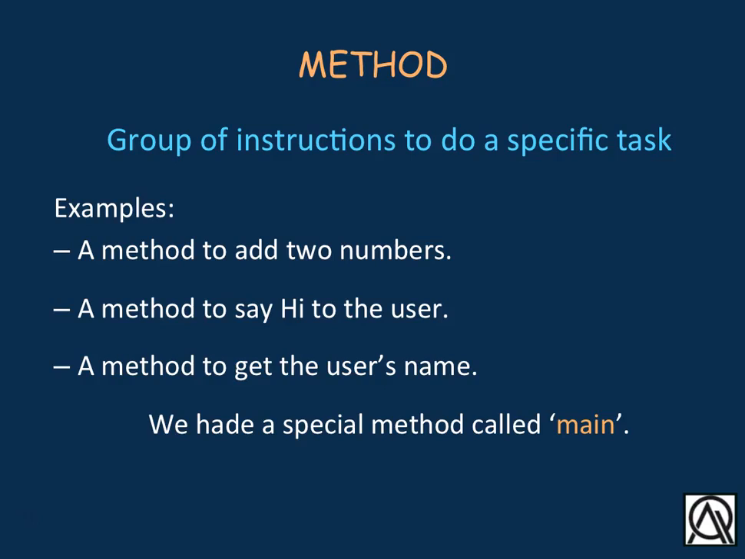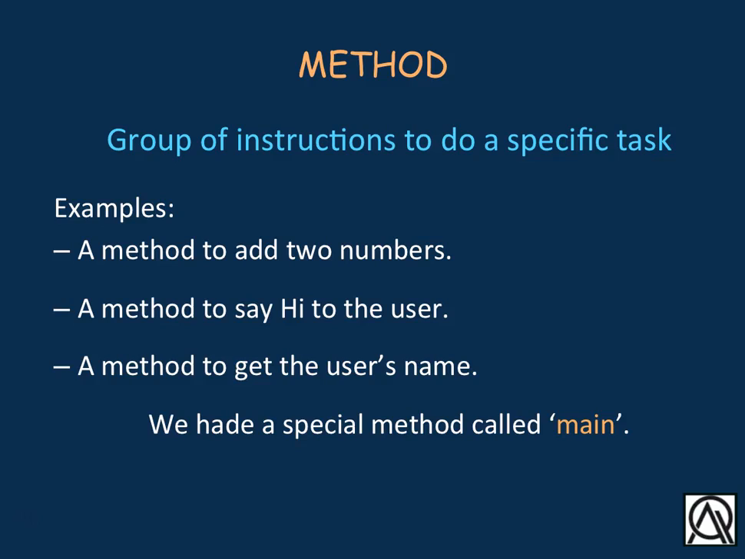Now let's look at methods. Of course, we will talk about methods later, but I just want to give you an idea. A method is a group of instructions to do a specific task. So let me give you some examples. We can define a method to add two numbers. So we write some code that adds two numbers together, and we put this code inside of a structure in Java and we call it a method. This method has a specific task: adding two numbers.